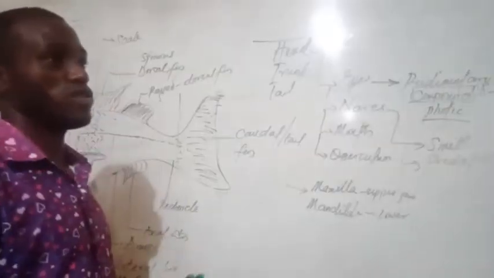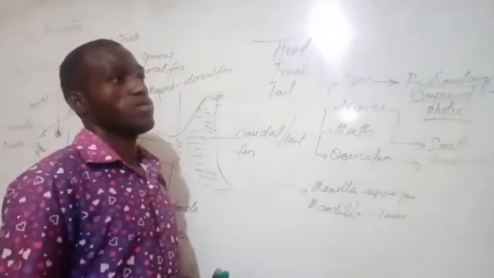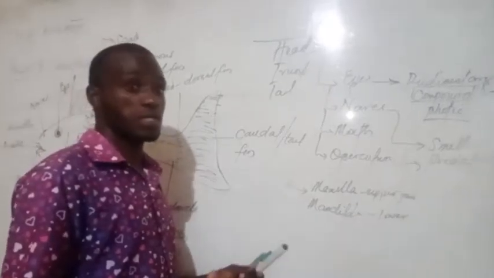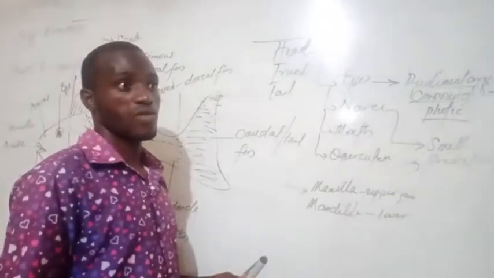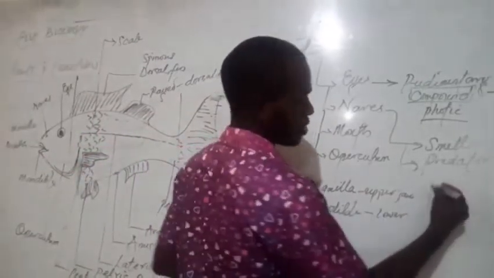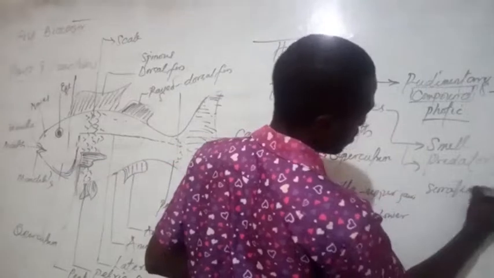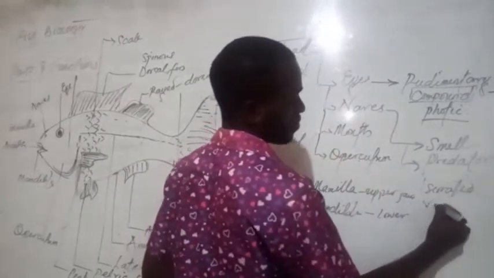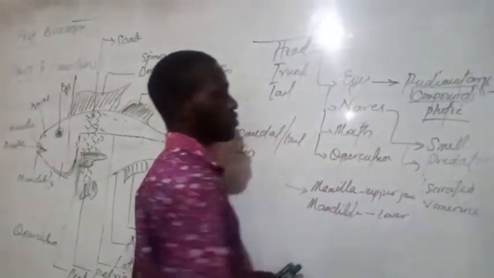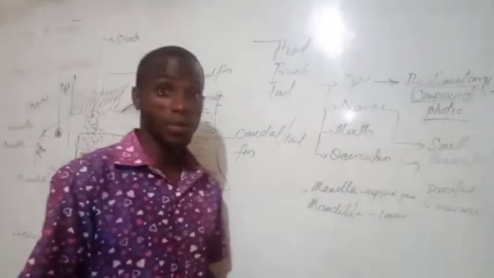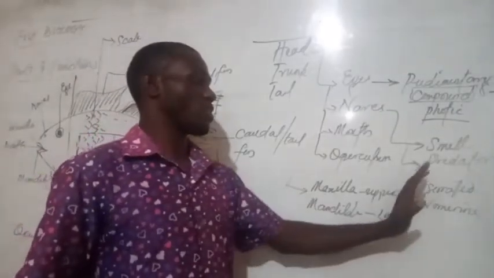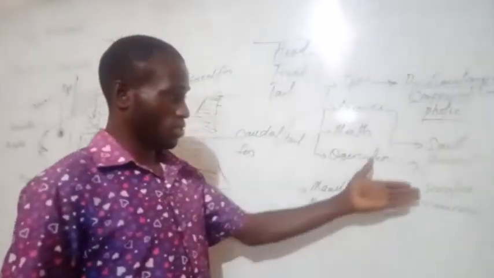So there are some fishes that have serrated teeth. Some have vomerine teeth. So serrated teeth means they are very sharp. There are some which have vomerine teeth. Vomerine teeth means those of a cannibal, a vampire. So what the fish will feed on depends on these.